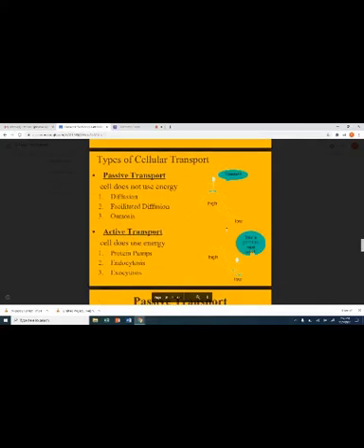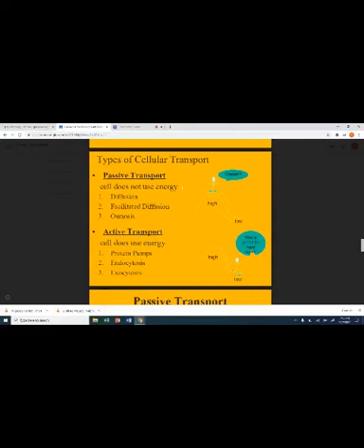We need to compare and contrast passive versus active transport. Passive transport does not use energy, so no energy. The three types are diffusion, which is also known as simple diffusion, facilitated diffusion, and osmosis. Active transport does require energy. Examples are protein pumps, endocytosis, and exocytosis.